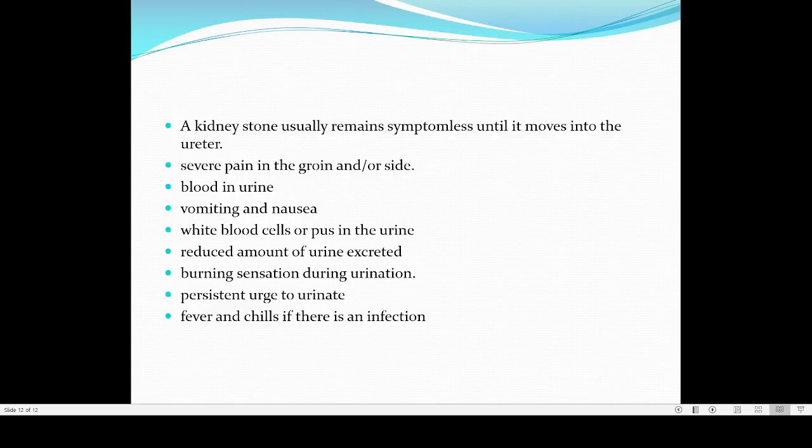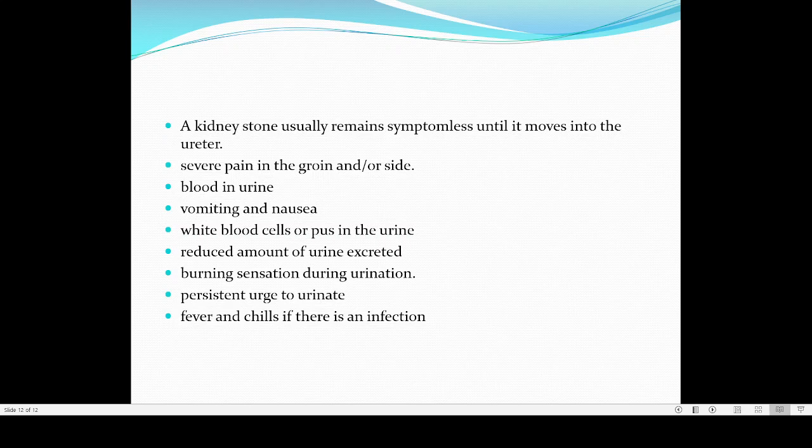Regarding kidney stones, I will show you some more pictures of kidney stones. See, they are very big stones. This is how kidney stones normally look. Some are smooth stones, some are very big stones. So you can get an idea of how big these stones can be.